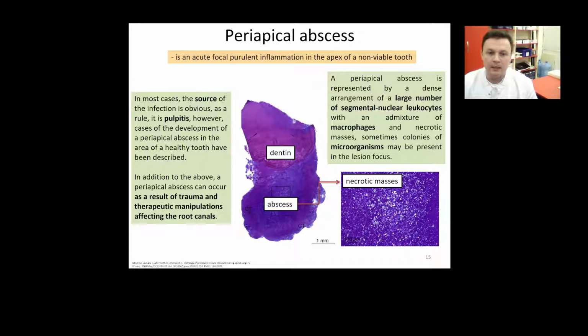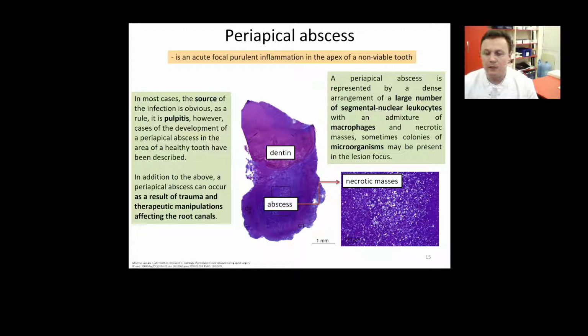A periapical abscess is an acute focal purulent inflammation in the apex of a non-viable tooth. The development of a periapical abscess can occur as a primary manifestation of periapical pathology, or it can form as an exacerbation of a chronic inflammatory process. A variant is possible when acute periapical inflammation does not lead to the formation of abscesses. It is correct to call this variant of pathology acute apical periodontitis.